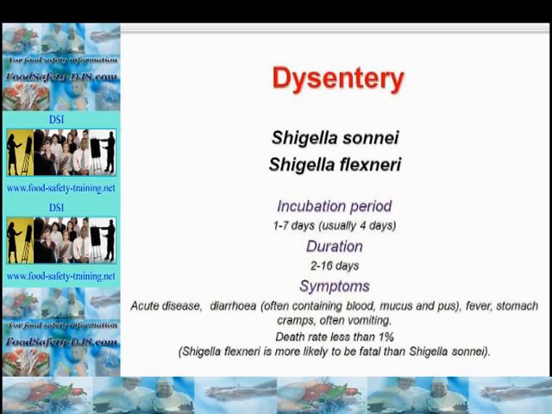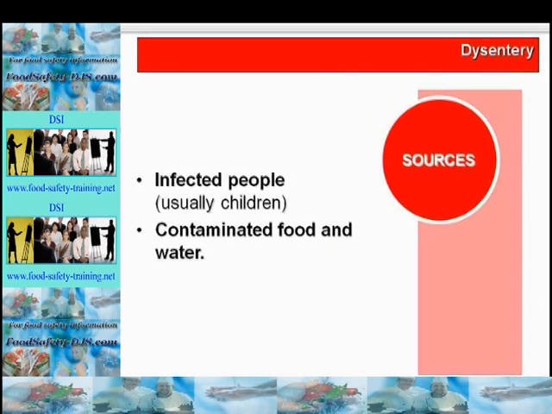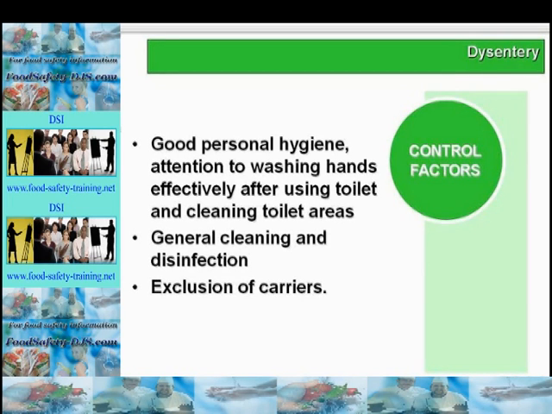Outbreaks are fairly common in infant and junior schools, and is spread through the usual fecal-oral route because it's a foodborne disease. Sources include infected people, usually children of primary school age, contaminated food and water. Also, there has been cases from imported iceberg lettuces. Control factors include good personal hygiene, attention to washing hands effectively after using the toilet, cleaning and disinfection in toilet areas, general cleaning and disinfection, and the exclusion of carriers.